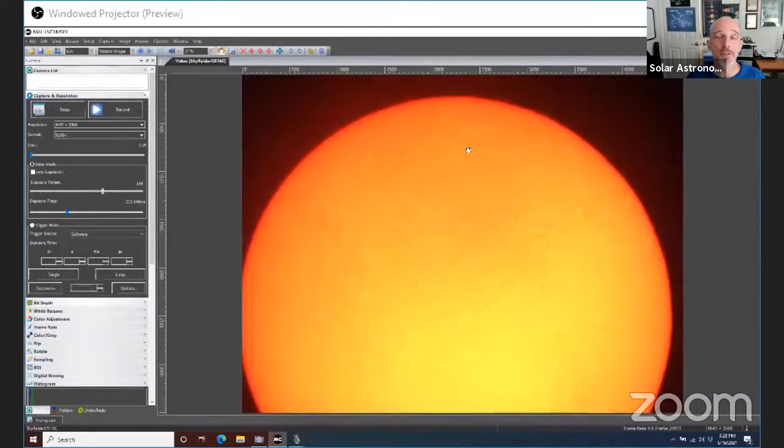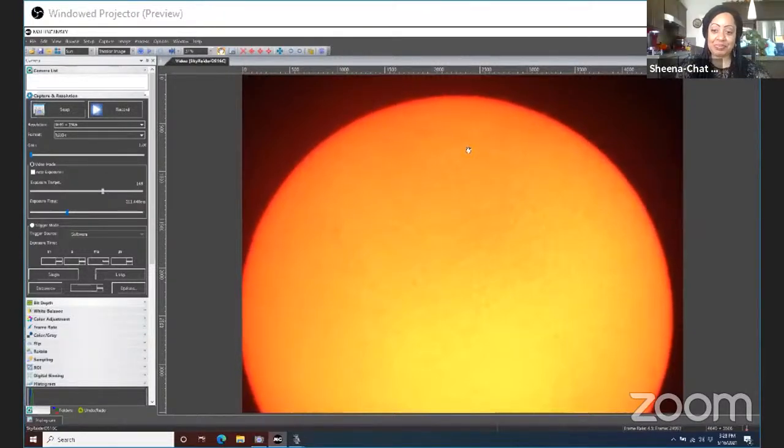I hope you'll join us at some point in the future in Hoagie Park. It is a fun experience to be able to look at the sun directly, with your own eyes through a telescope, in a safe fashion. It'll be a nice complement to what we did here today.